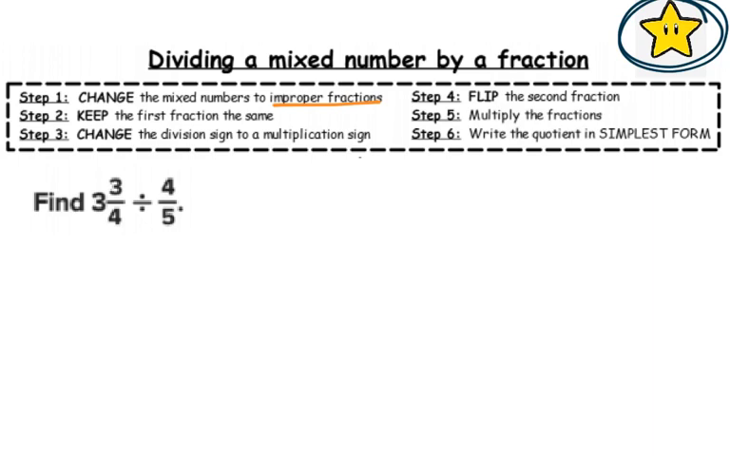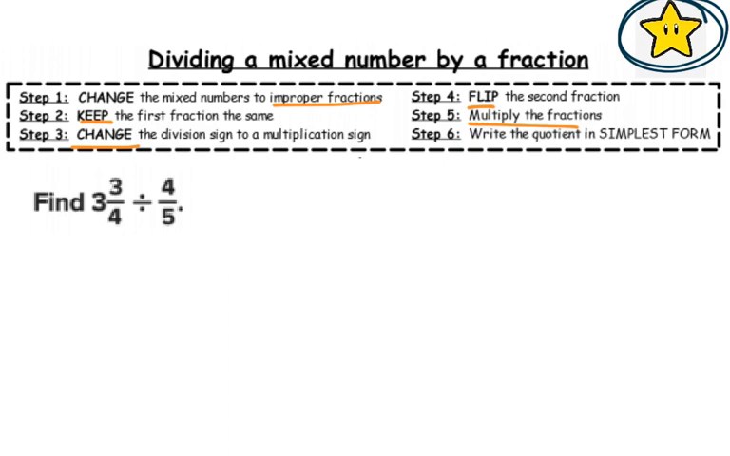We're going to keep, change, flip. Hopefully you remember keep, change, flip. We're going to keep the first fraction, change the division sign to a multiplication sign, and flip the second fraction to its reciprocal. Then we just multiply the fractions like usual, and we write the quotient in simplest form.